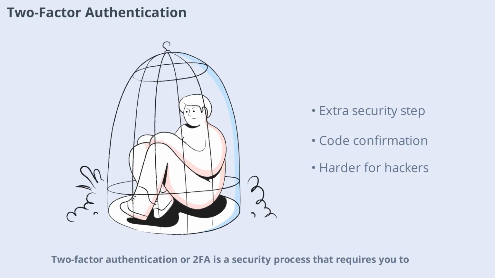Two-factor authentication, or 2FA, is a security process that requires you to provide two forms of identification before accessing your account. Usually this means entering your password and then confirming a code sent to your phone or email. This extra step makes it much harder for hackers to break in, even if they have your password. Let's continue by exploring the importance of keeping your software updated.